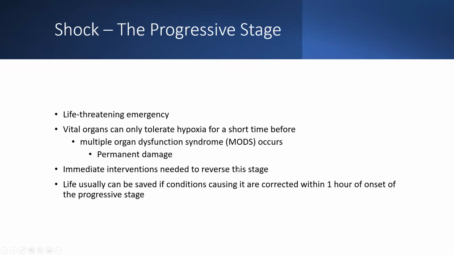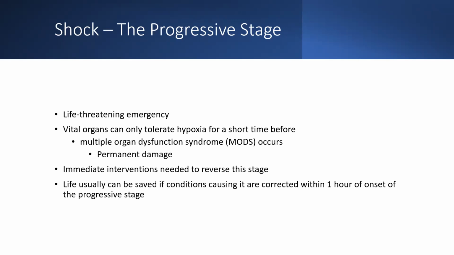It's a life-threatening emergency, the progressive stage, right? Our vital organs can only tolerate hypoxia for a short amount of time. Think about your heart with a myocardial infarction: minutes. Multi-organ dysfunction syndrome occurs. Once two or more organs are involved, you're in septic shock. It's permanent damage. Immediate interventions are needed to reverse it at this stage. Life usually can be saved if the conditions causing it are corrected.